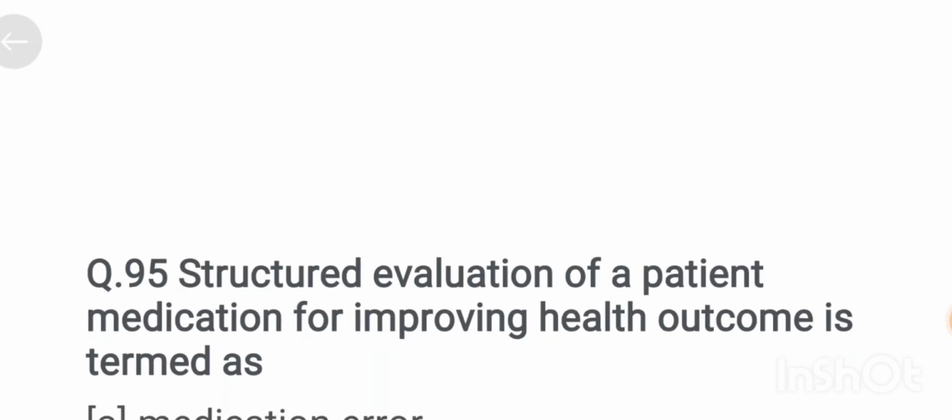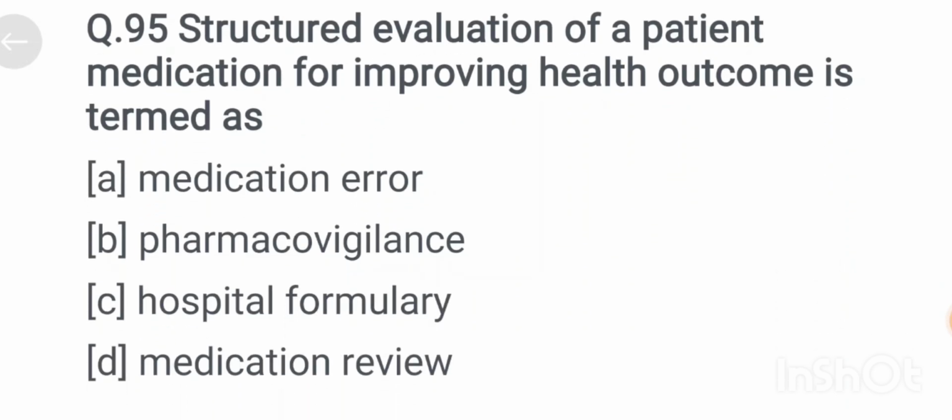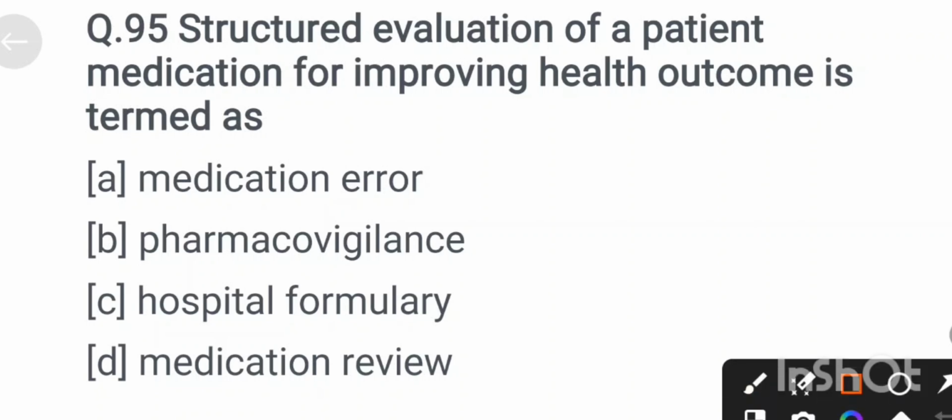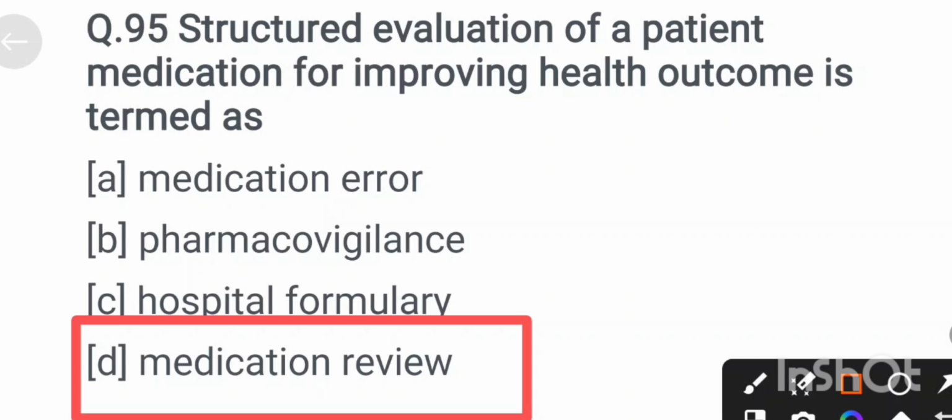Next question. Structured evaluation of a patient's medication for improving health outcome is termed as option A medication error, option B pharmacovigilance, option C hospital formulary, option D medication review. Correct answer is option D medication review. Structured evaluation of a patient's medication for improving health outcome is termed as a medication review.